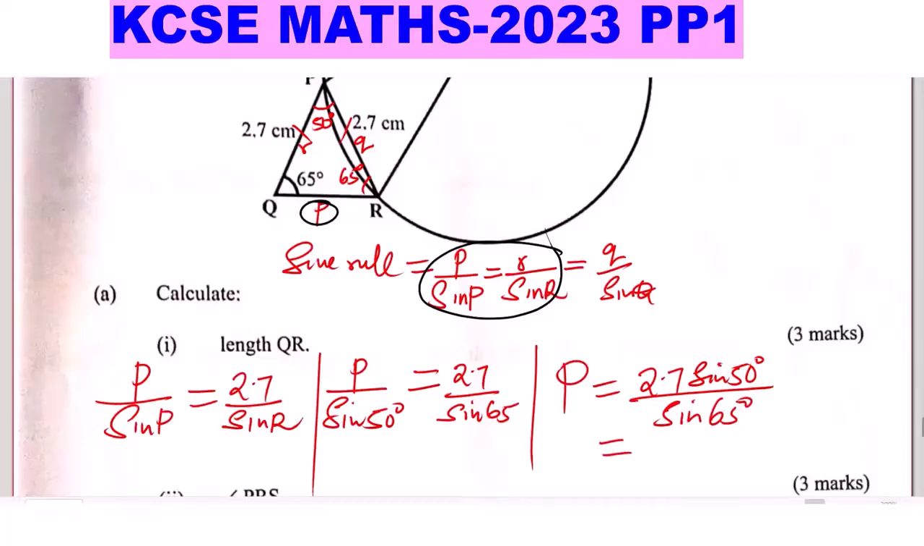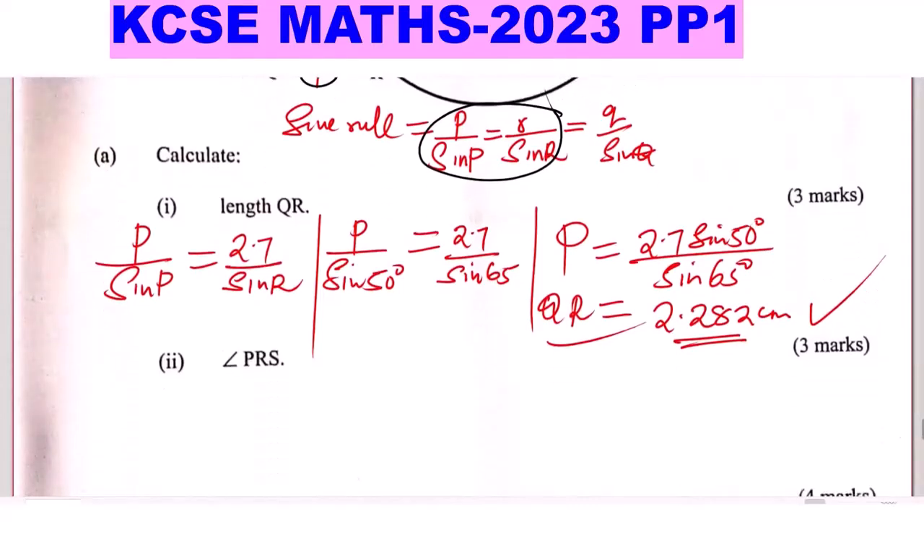This will give 2.282 centimeters. So that is QR. So remember, P was QR.